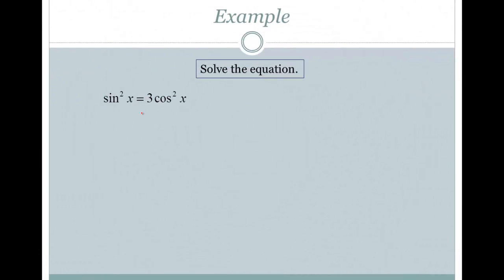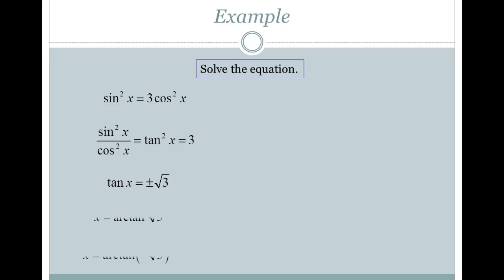Solve the equation. Now this one has sines and cosines involved in it. When we have sines and cosines involved and we can get rid of that and make it tangent, that would be ideal. So if I divide both sides of this equation by cosine squared, then I'm going to get tan squared, because sine squared over cosine squared is tan squared. To get rid of the squared, I have to take the square root. And this is where we need to be a little bit careful because we can't forget the minus part of this. So I have tan x is equal to plus or minus square root of 3.